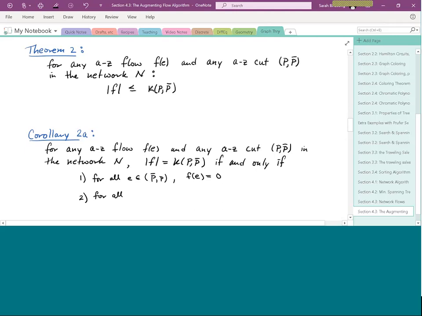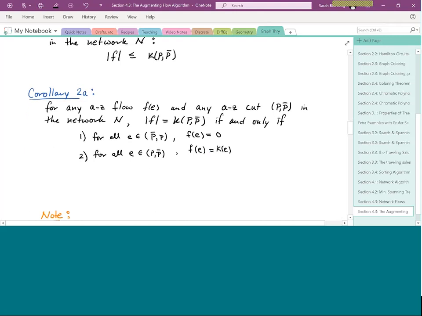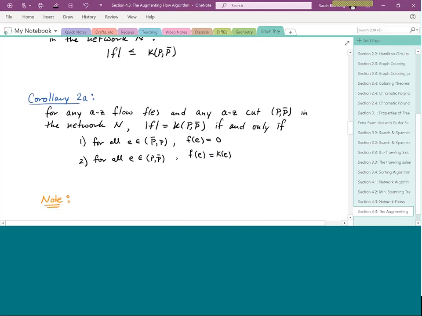for all edges in some AZ cut, where A is in the side of the cut that you're coming from, Z is in the side of the cut you're going to, in this case, the flow has maxed out the capacity. So that would be the idea here. In order for these two to be equal, you have to max out your capacity.